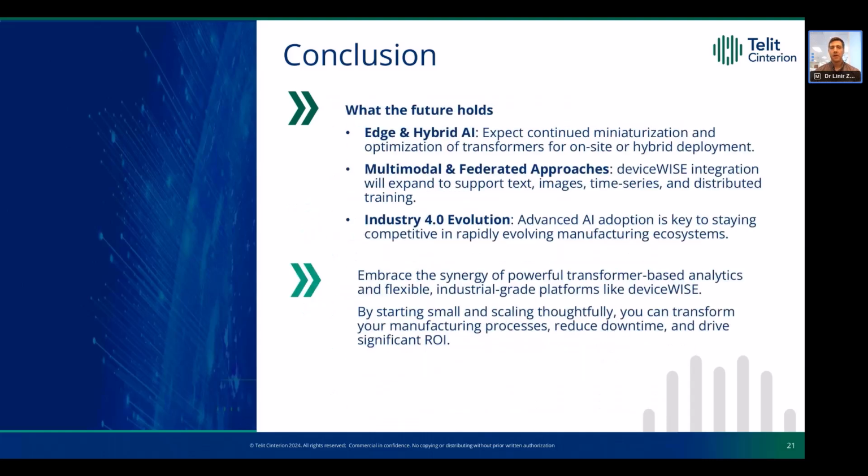And we talked just a little bit about what the future holds, but a few more words on that. So we talked about the edge and now hybrid AI. Expect continued miniaturization and optimization of transformers for on-site and hybrid deployment, meaning we try to make the transformers much smaller to be able to deploy on edge devices that might not be as powerful as cloud devices. Multi-model and federated approach, and Industry 4.0 evolution.